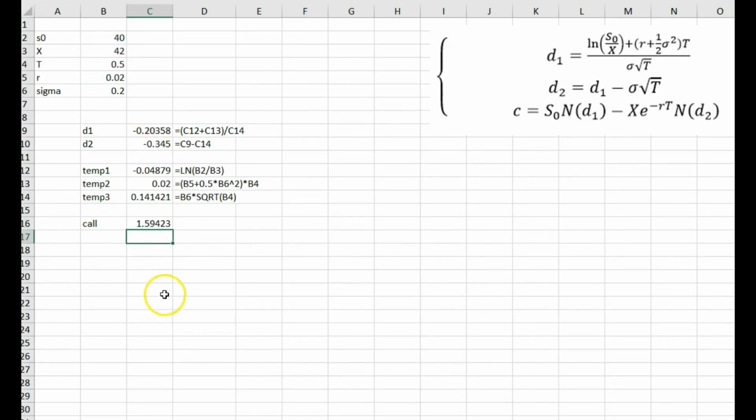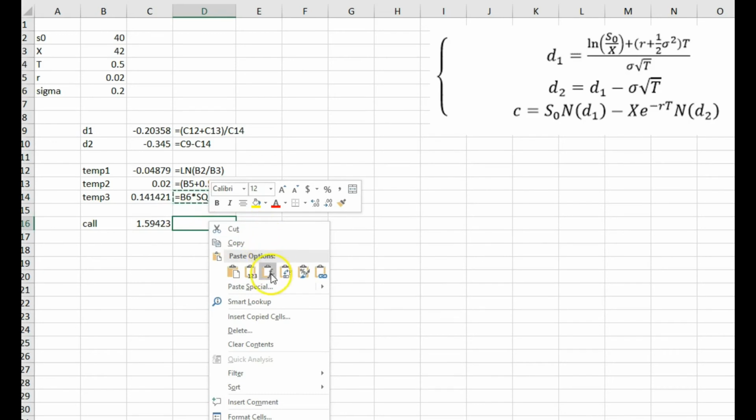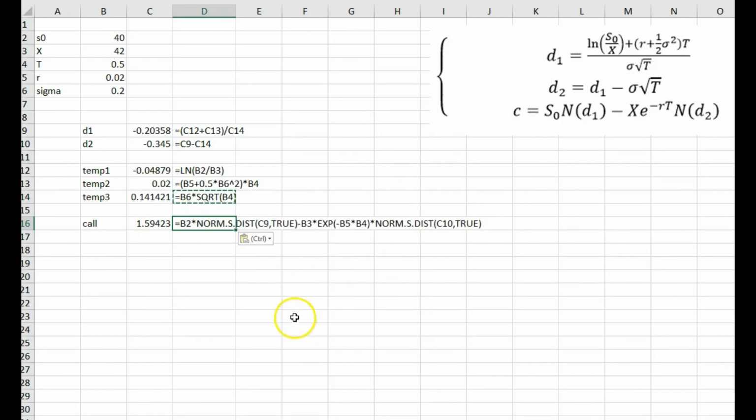Okay, so the call option price is $1.59. Then we can copy this formula here. So this is our formula. If you want to know how to get the VBA, then you can watch one of my videos called the simple VBA. Okay, so let's use the VBA.